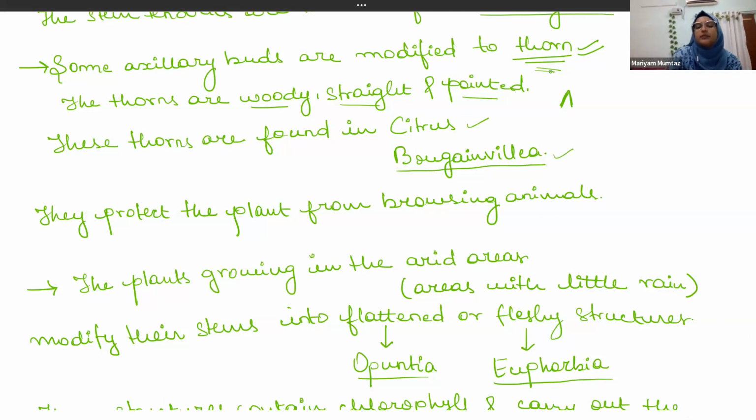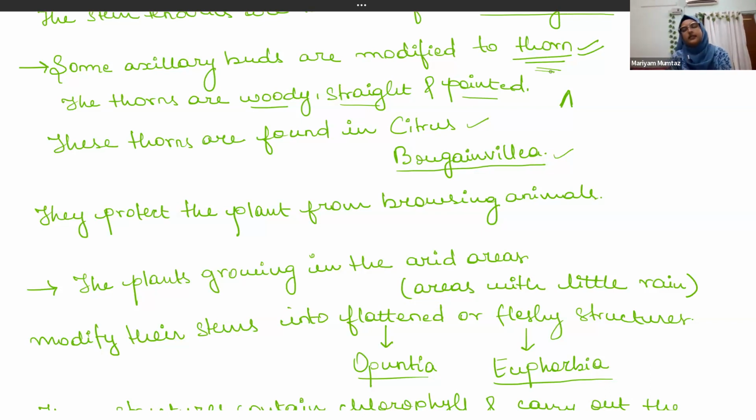And what is the purpose? Their sole purpose is to protect the plant from browsing animals. There are so many animals that depend on the plant for their food, and they go into the field and eat the plant directly. Thorns are honestly the best type of protective mechanism. Just imagine an animal went to a field to eat a citrus plant. What mechanism does the citrus plant have? It has a stem modification, which is a thorn. And a thorn is also a modification of what kind of bud?